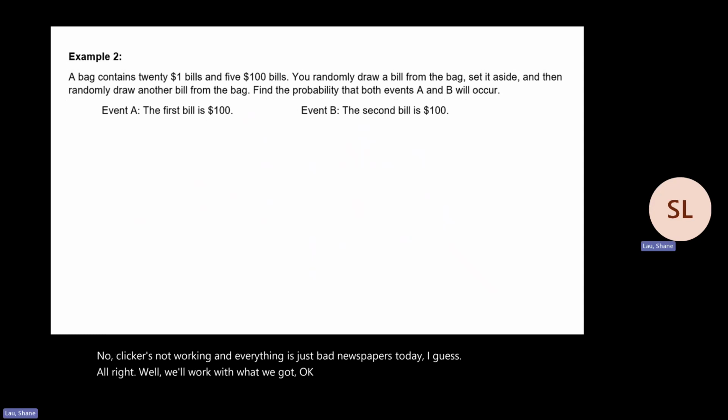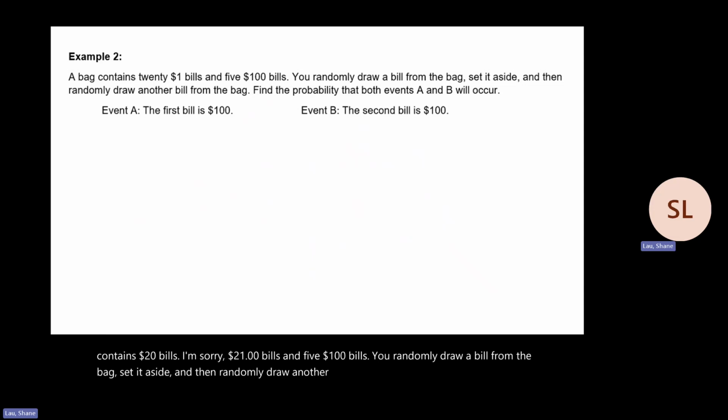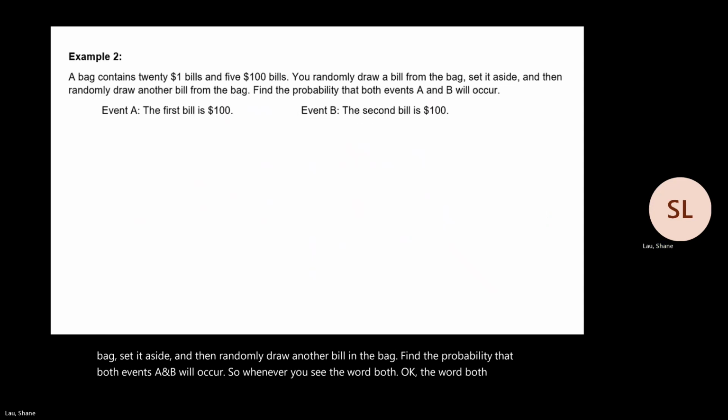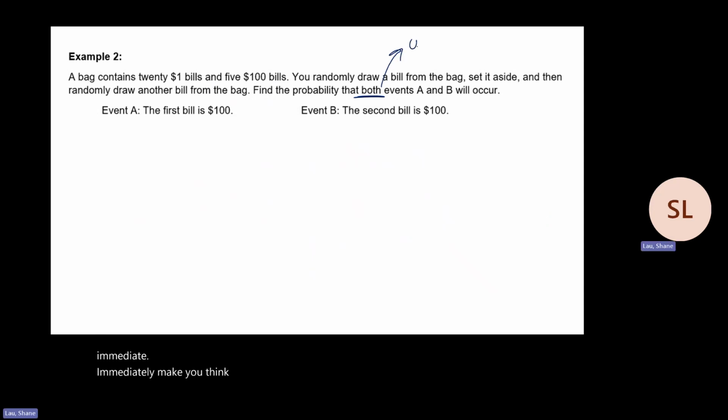Okay, so in this problem here, we have a bag that contains $1 bills and 5 $100 bills. You randomly draw a bill from the bag, set it aside, and then randomly draw another bill from the bag. Find the probability that both events A and B will occur. So whenever you see the word both, the word both should immediately make you think and, and multiplication.